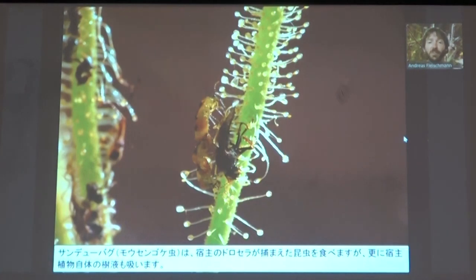These sundew bugs feed on the captured Drosera prey. They insert their proboscis into the prey and suck up the nutrients they need. So they're really kleptoparasites, they take some of the food from the Drosera. Of course, they also defecate on the leaf, so the plant may retain some of the nutrients, but this is still an ongoing study.